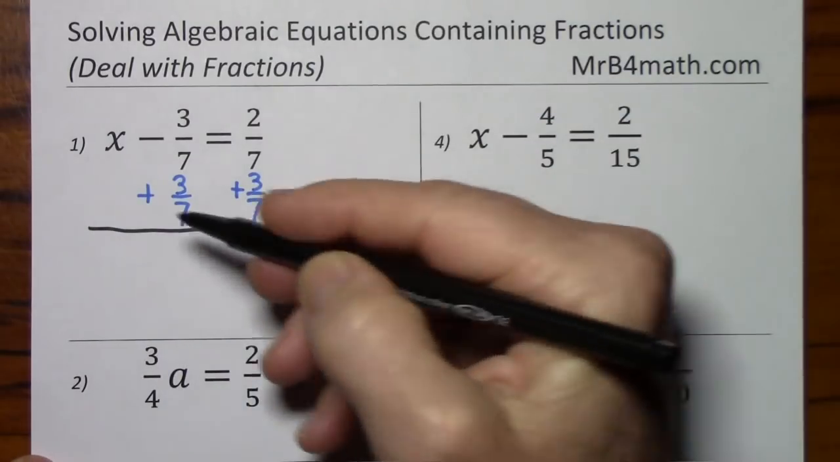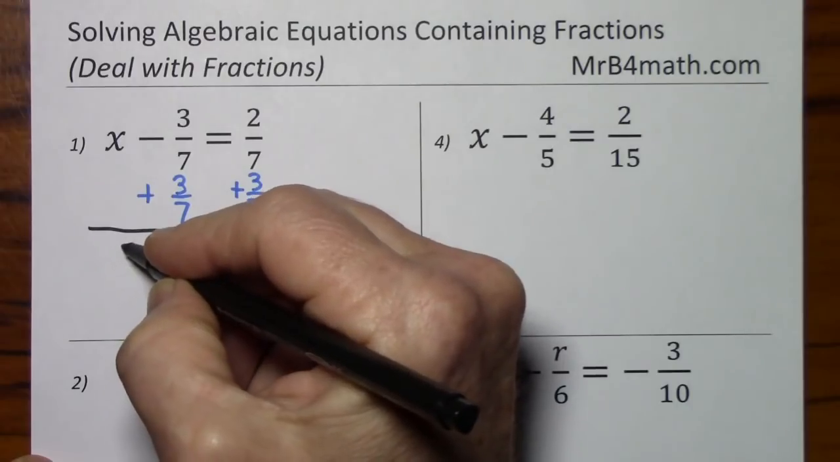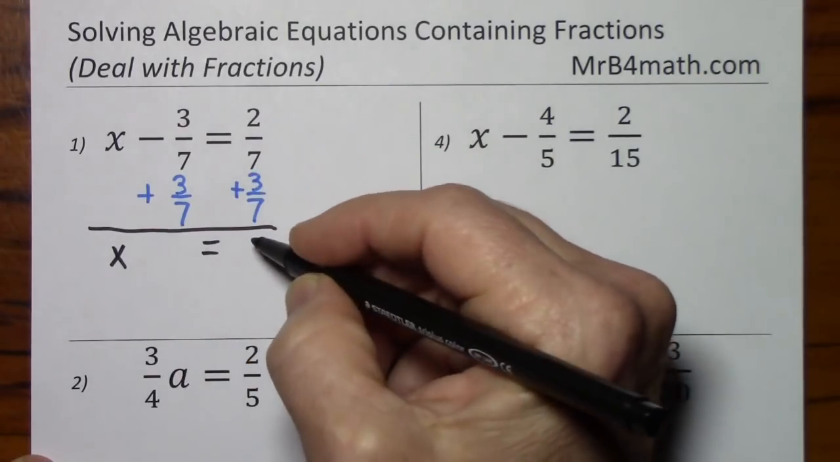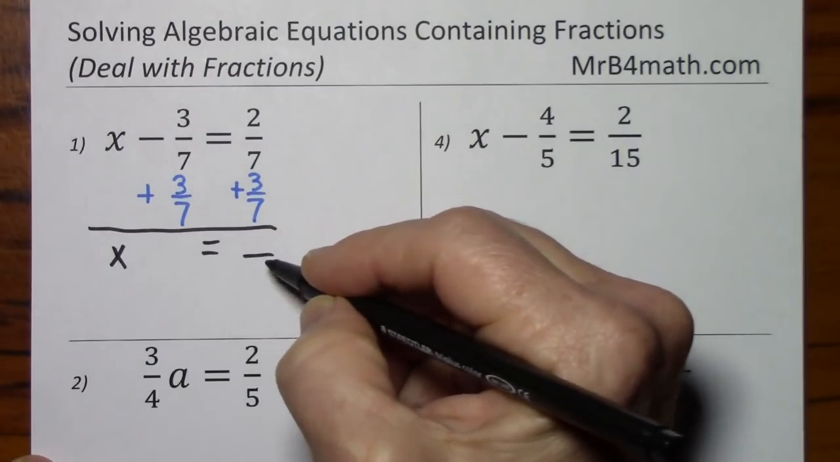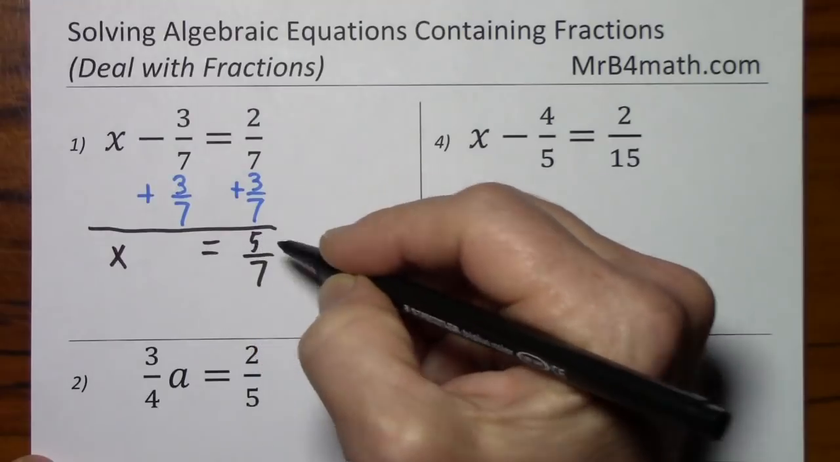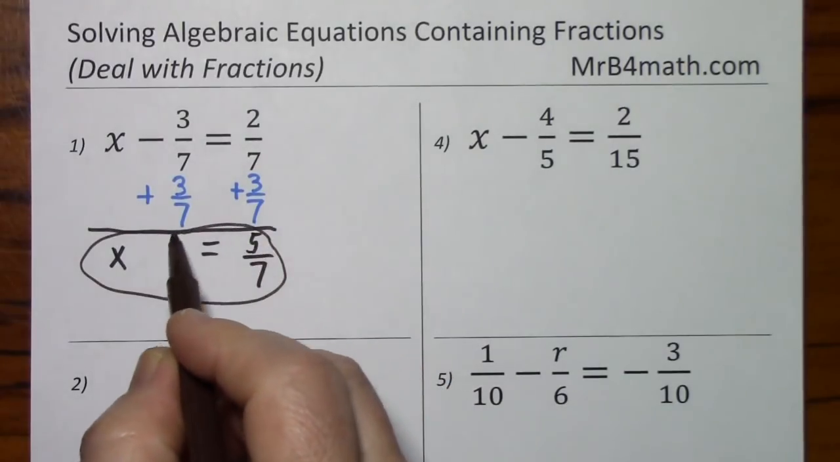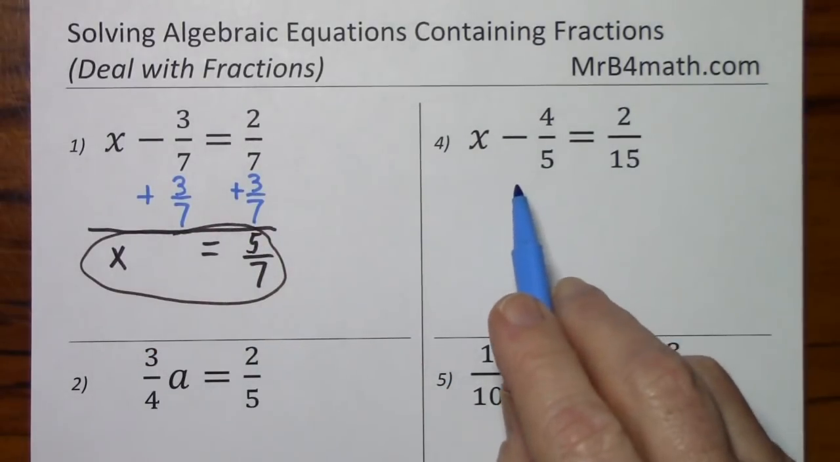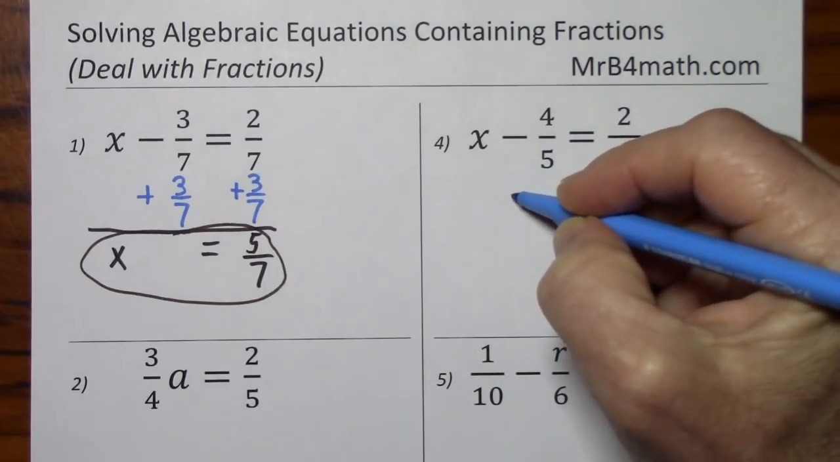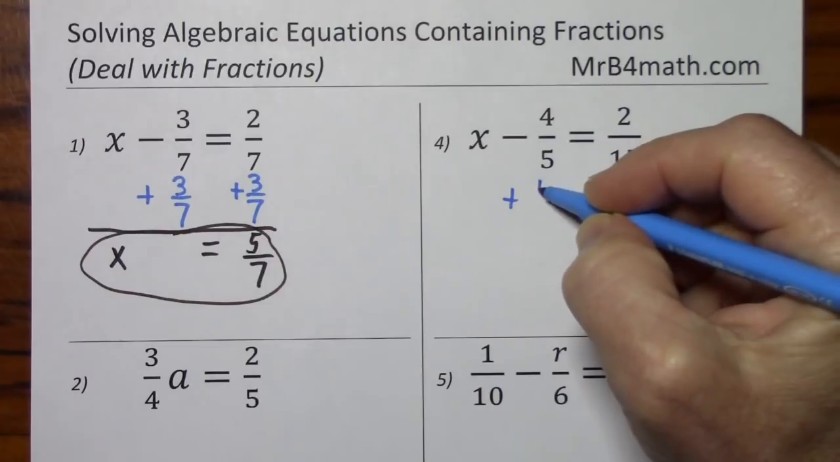Draw a line and bring everything down. The x comes down, the equal sign. Denominators are the same, so when we add, of course we keep the denominator, and we just add the numerators. On the next problem, we'll want to get rid of the negative 4/5, so we put a positive 4/5 underneath.